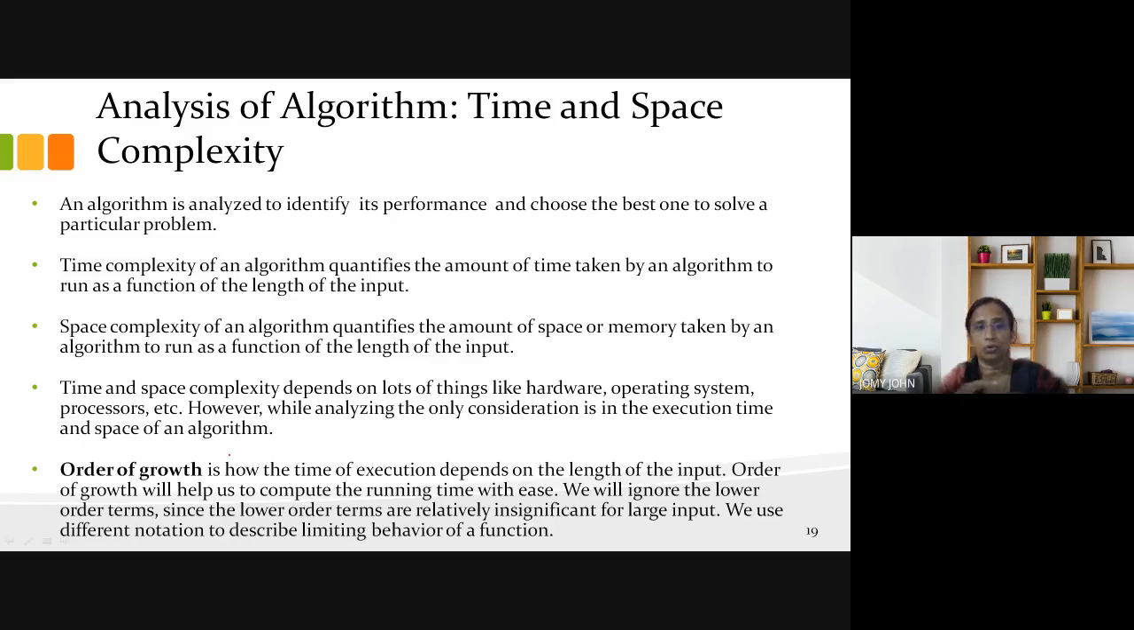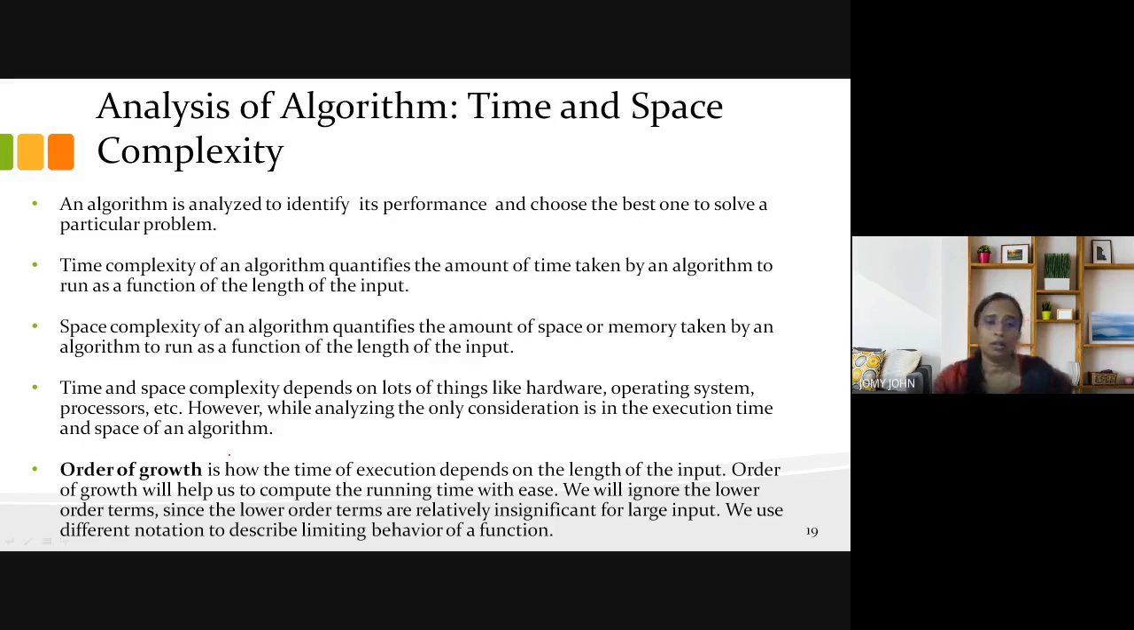The time complexity of an algorithm quantifies the amount of time taken by the algorithm to run as a function of the length of the input. Similarly, the space complexity of an algorithm quantifies the amount of space or memory taken by an algorithm to run as a function of the length of the input. The same definition: in time complexity we quantify the time, in space complexity we quantify the space or memory taken by an algorithm to run.